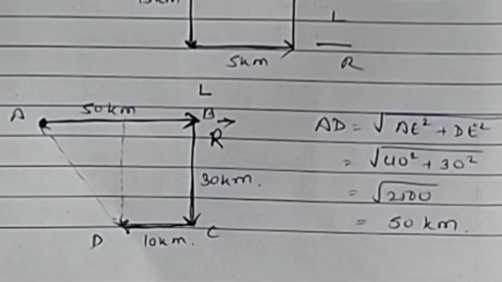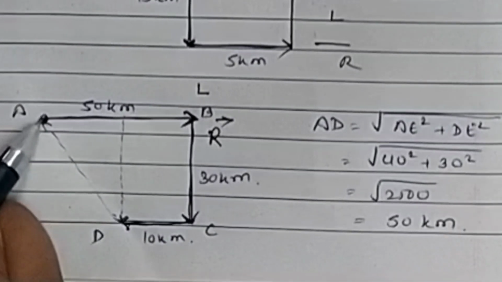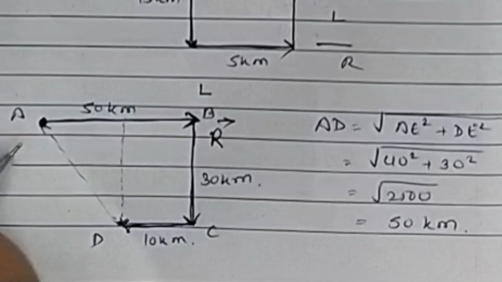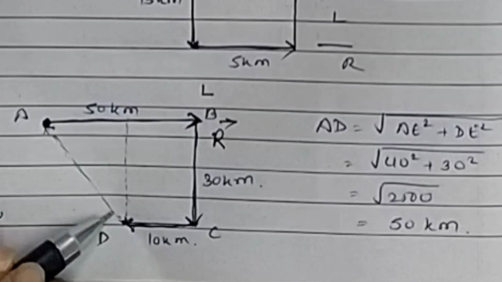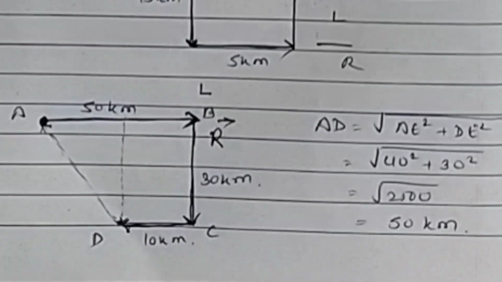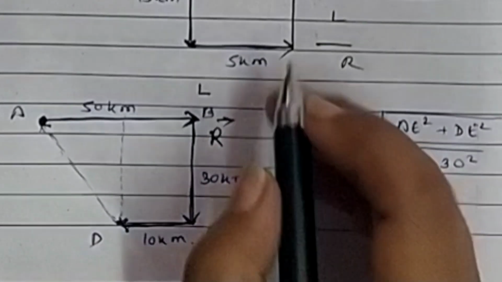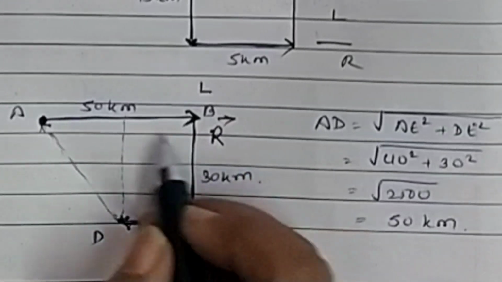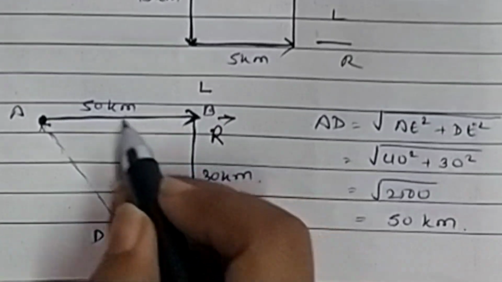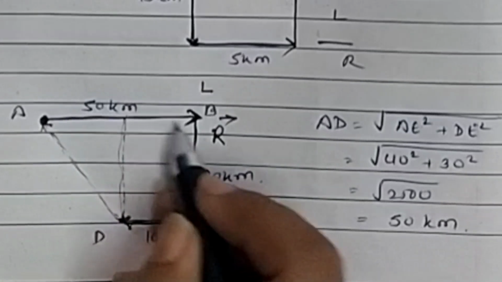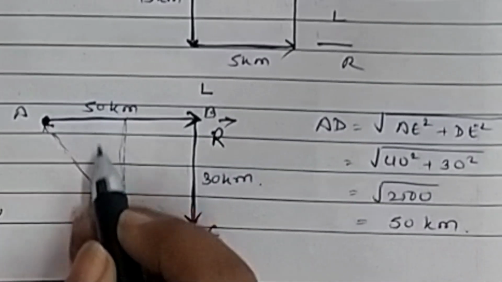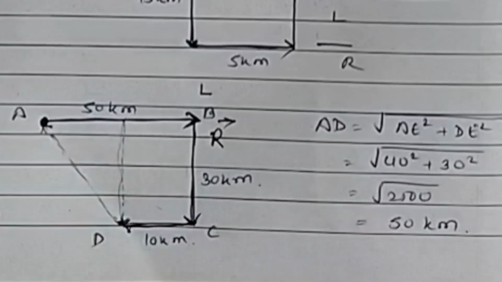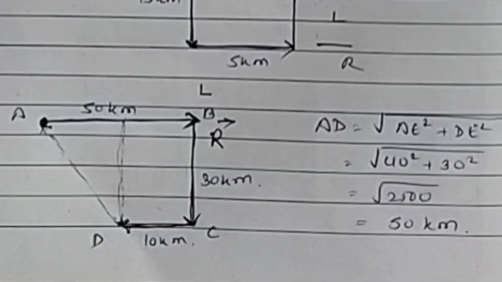How far is he from the starting point? This is the starting point and he is here right now. So if we find the shortest distance, it is something like this. If we join, this will form a rectangle, and this will form a triangle, and if we apply the Pythagoras theorem in this triangle, then we can easily find the distance between A and D.